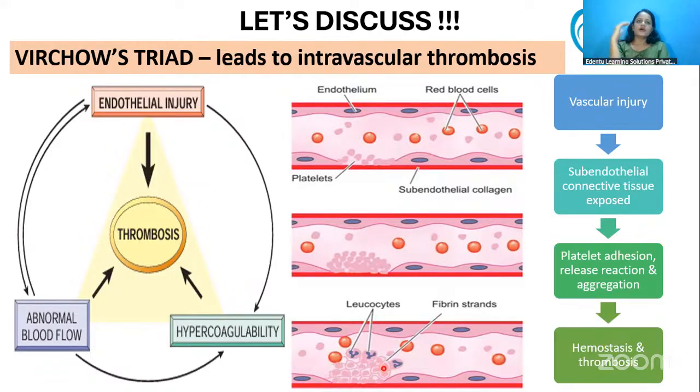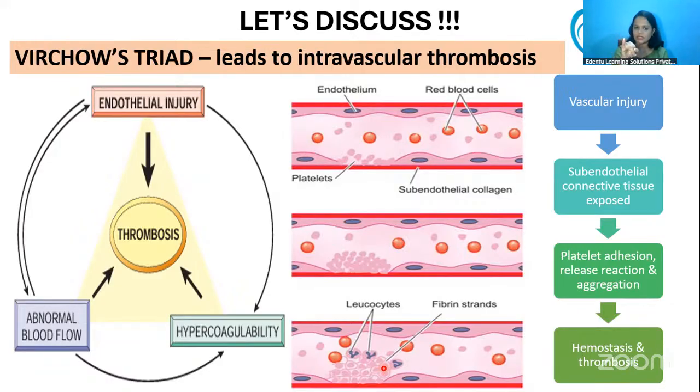Now, while conducting experiments on the causes of thrombosis, Virchow found that there are three main factors contributing to thrombus formation inside the blood vessel. So it was named Virchow's triad. So what are the three main factors?